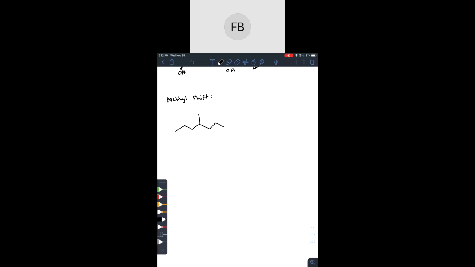And so an example of a methyl shift is, usually, if we have a carbocation here, then what it will look like is the methyl will have to shift over to create a more stable carbocation.